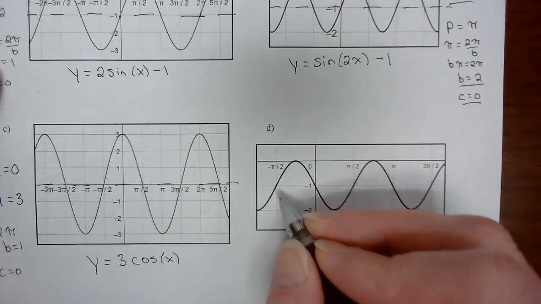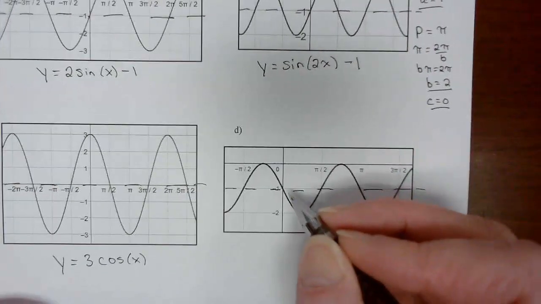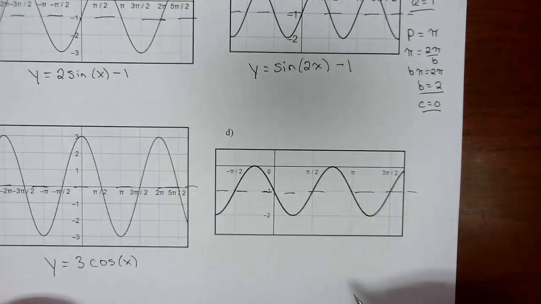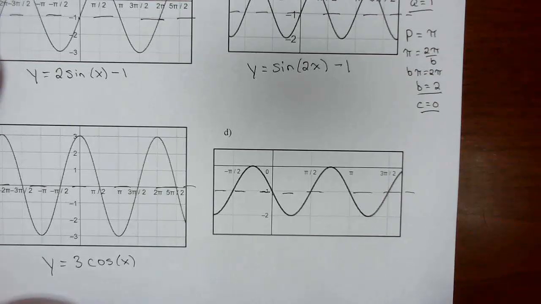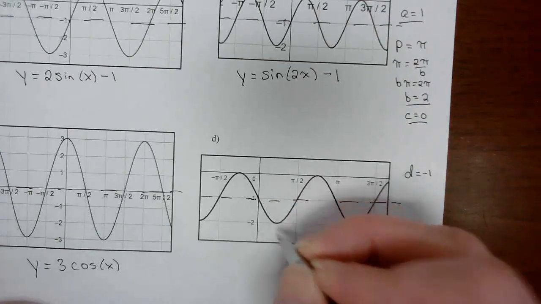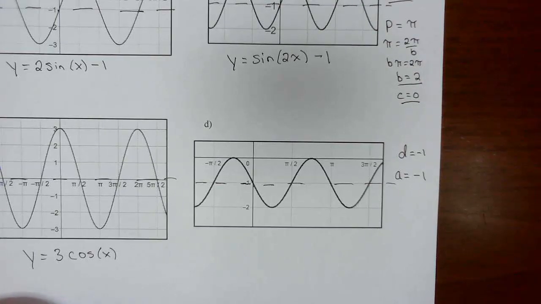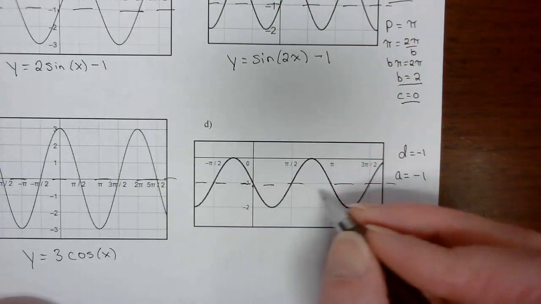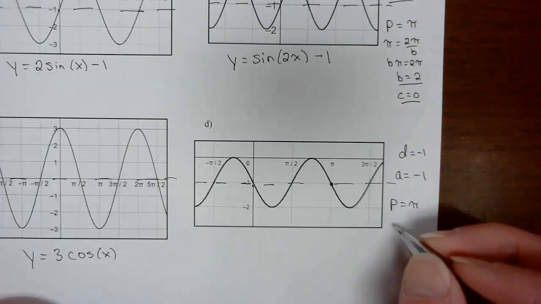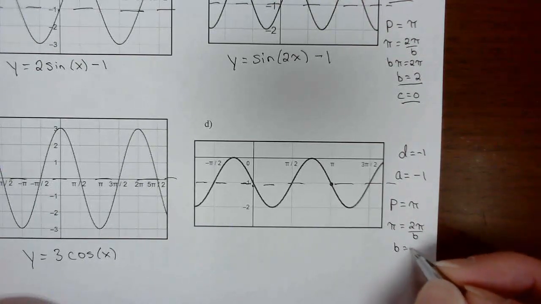Let's see about this one. Okay, it's starting on the midline, so that's got to be a sine, but it's going down first. That means my A is going to be negative. Our D is -1. Our amplitude is 1, but since we're going down first, I'm going to make that -1. The period is from here to here, so the period is pi. So pi equals 2 pi divided by B, so B has to be 2.